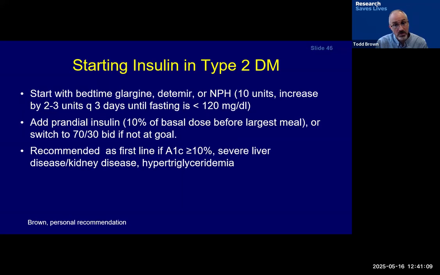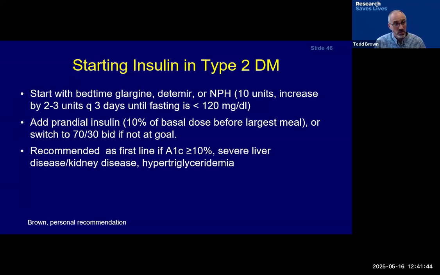So what I do, starting people with type 2 diabetes on insulin, I generally give bedtime long-acting insulin like a glargine or detemir or even NPH, and then give them a relatively small amount, 10 or 15 units, and increase by 2 or 3 units every 3 days, and have them test their blood sugar and get it down to 120. You can add prandial insulin, give them a small amount. You can even start before the largest meal to give them that prandial effect.